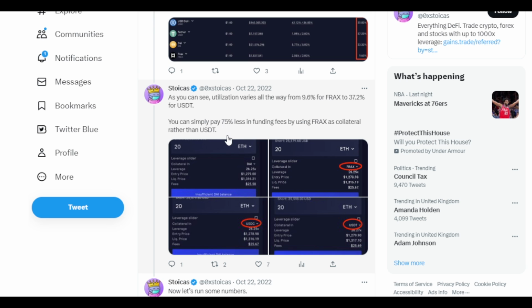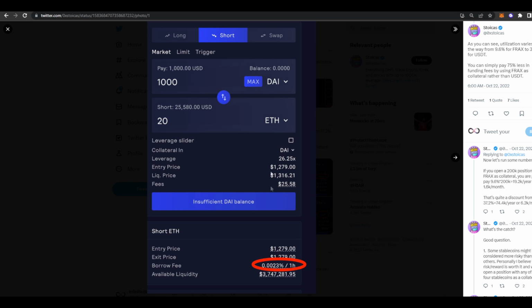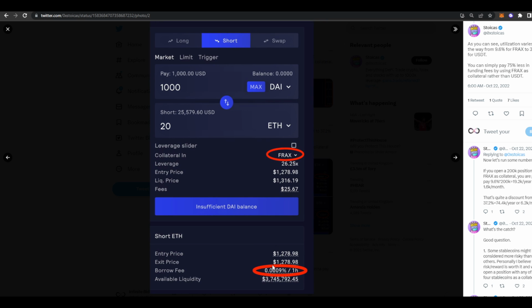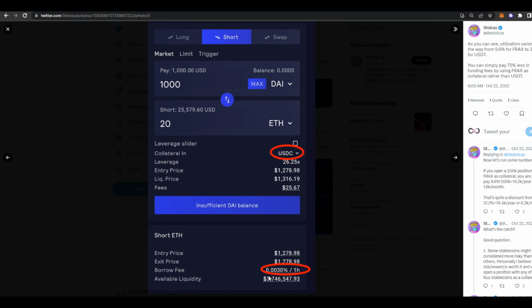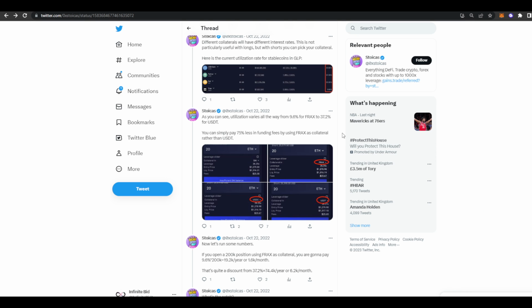So you can actually pay 75% less in funding fees by using Frax as collateral rather than USDT. So we can see here, DAI is the collateral, and the borrow fee that you have here is 0.0023% per hour. When we have Frax, it's 0.0009%, USDC 0.003%, and then for USDT it's 0.0037%.